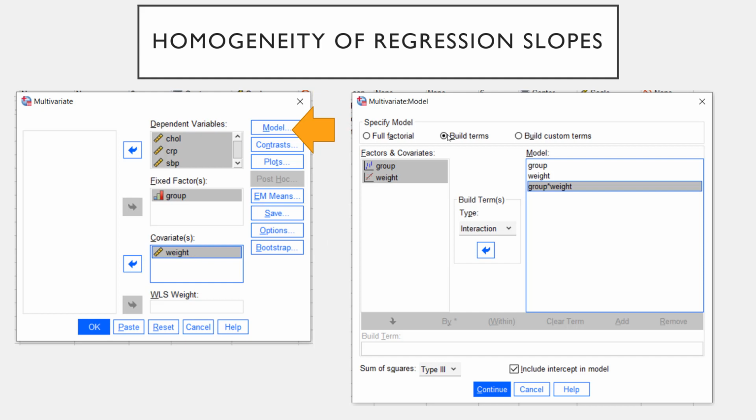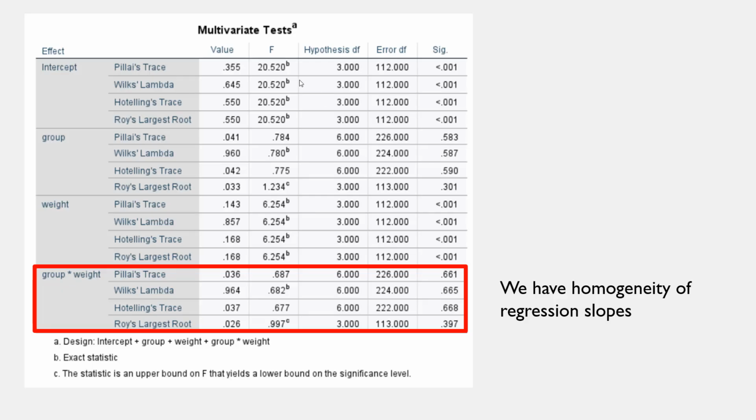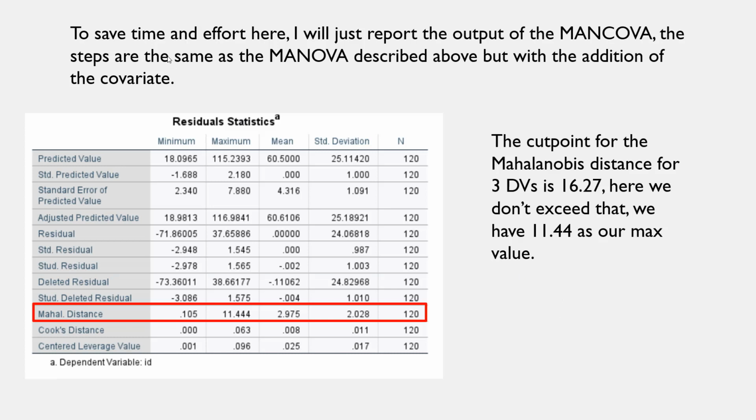and weight is our covariate. We come over here, we click model, and we click build terms. We bring group over, then weight over, then hold down shift and have the interaction. Click it, and we see that group times weight is the interaction term. Click continue. We can see here that in the group times weight interaction term, none of these are significant, so therefore we have homogeneity of regression slopes.